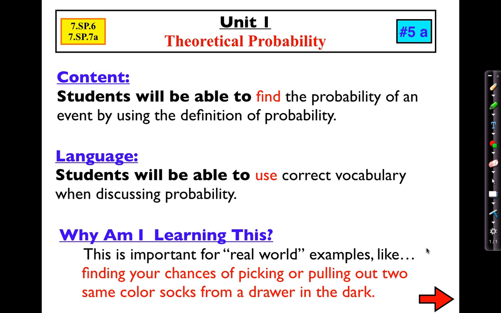Why am I learning this? Well, it's important for real-world examples like finding your chances of pulling out two same color socks from your drawer in the dark.